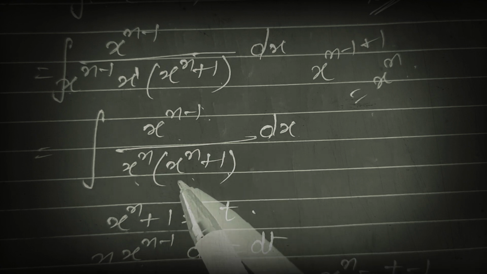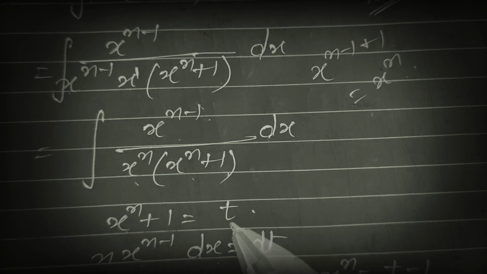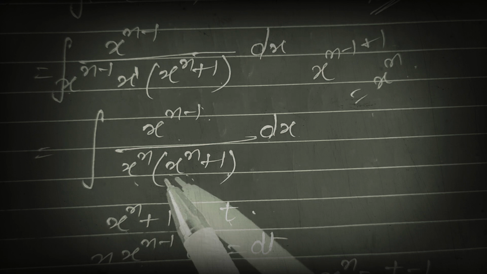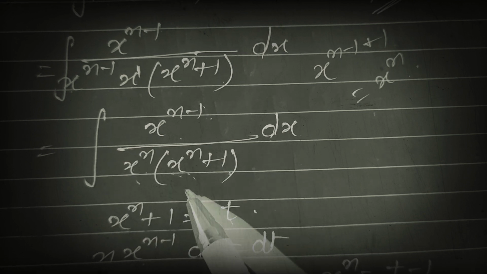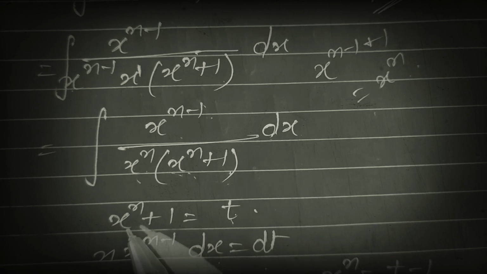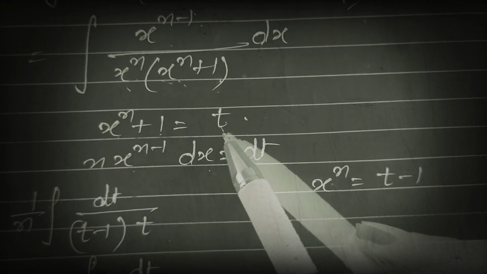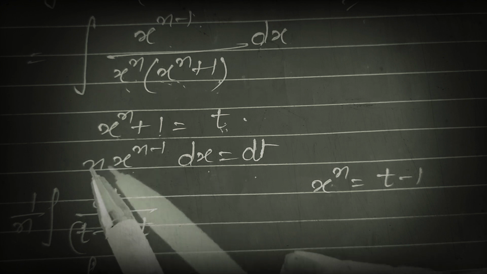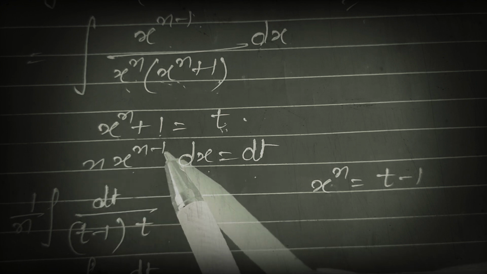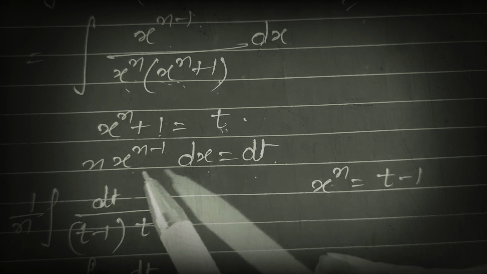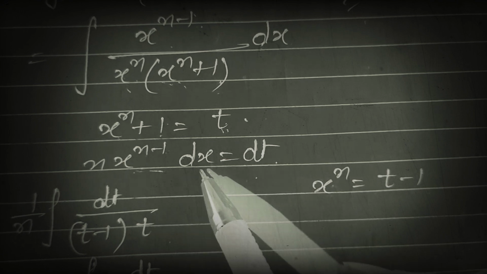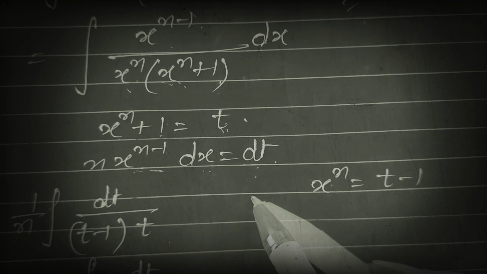Then we will put x raised to power n plus 1 as t. किसी को भी आप t ले सकते हैं, सिर्फ x raised to power n को t ले लें या फिर x raised to power n plus 1 को t ले लें. So x raised to power n plus 1 as t. Then what is the derivative of this? n into x raised to power n minus 1. The derivative of 1 is 0. dx is equal to dt. So x raised to power n minus 1 into dx को हम लिख सकते हैं dt upon n. dt upon n. Is it clear?